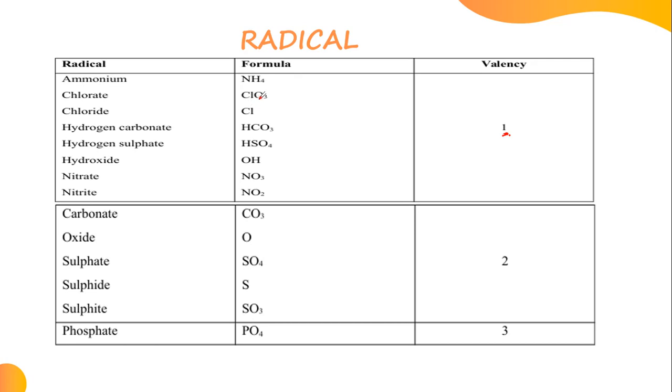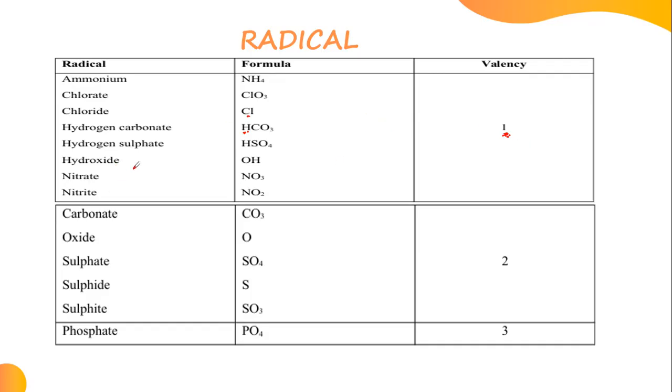Chlorate, that's ClO3. We have chloride, because of the ion for chlorine, the valence is 1, if you remember. And then we have hydrogen carbonate. So please master these ones. Hydrogen, and we have the carbonate, which is CO3. The valence is 1. And then we have hydrogen sulfate, which is incapable of existing as one independent. And then the valence is 1.